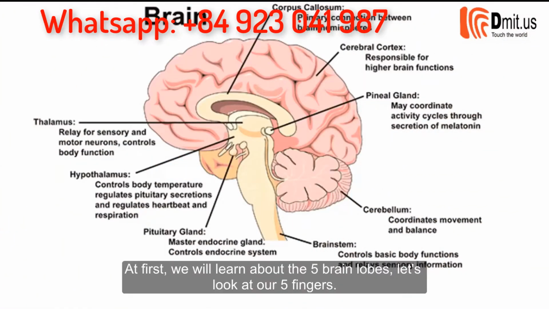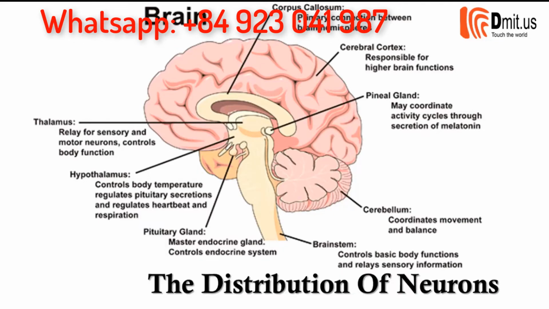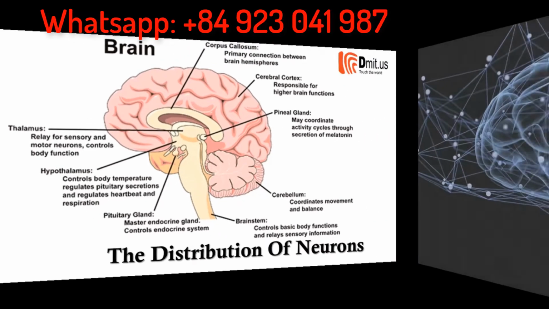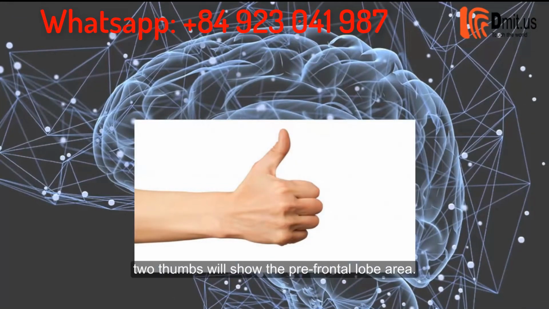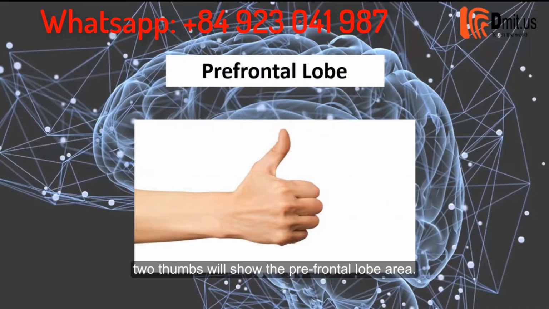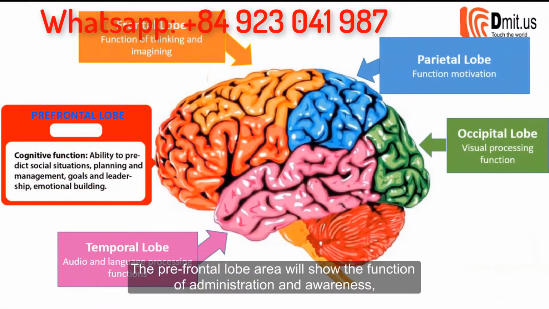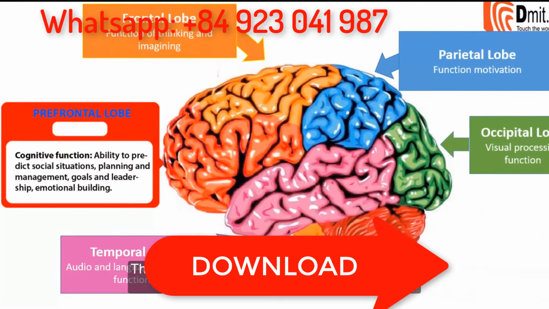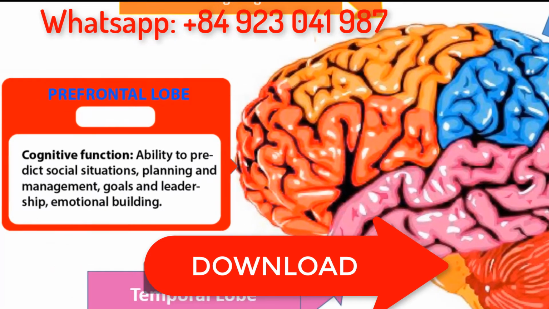At first, we will learn about the 5 brain lobes. Let's look at our 5 fingers. First is the thumb. 2 thumbs will show the prefrontal lobe area. The prefrontal lobe area will show the function of administration and awareness, the ability to create your personalities and emotions.